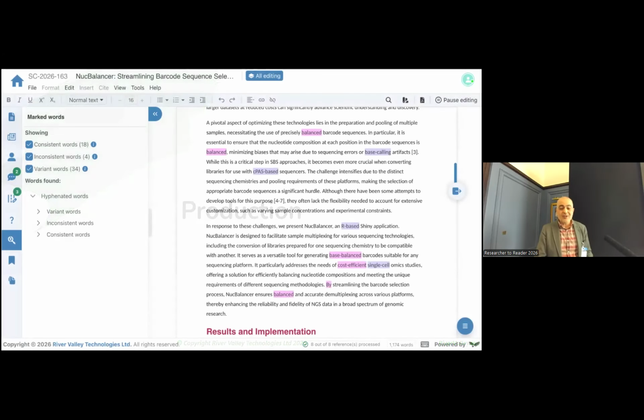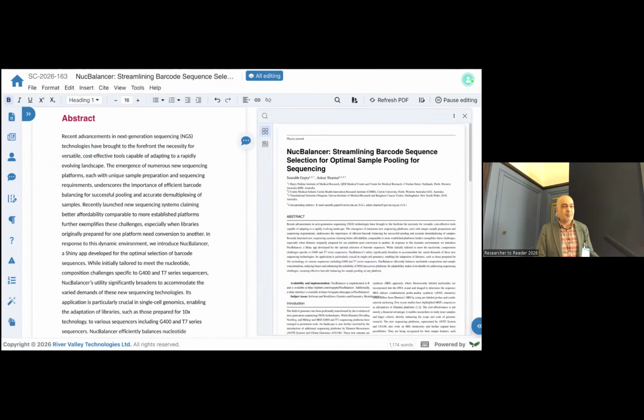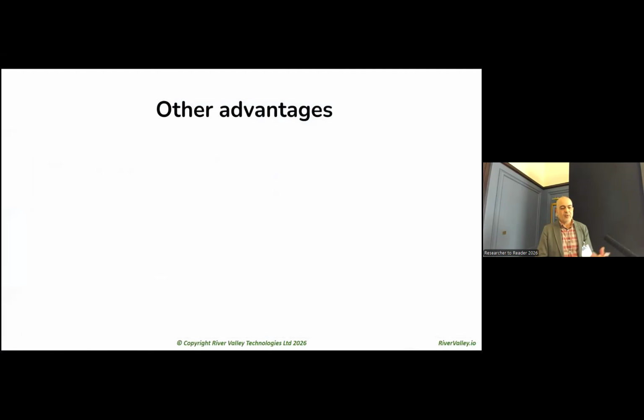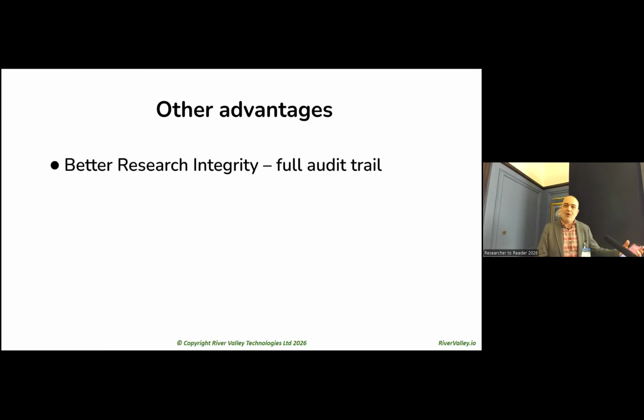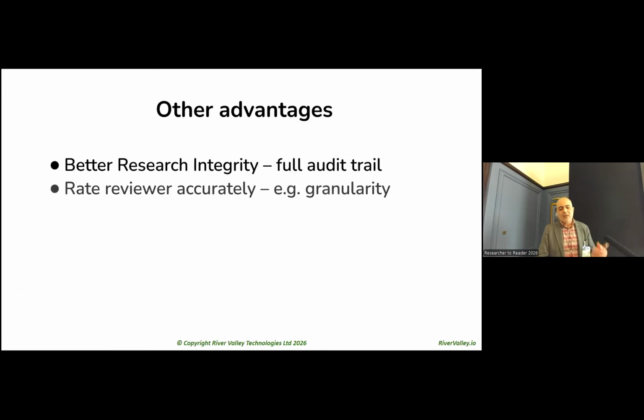When it comes to production, you can actually go in and copy edit online, and then produce a PDF. You can see everything is done on that same file. There's no going back and forth. Other advantages are you've got better research integrity because you can see exactly what went on throughout. You can see, for example, if an author was added, etc.